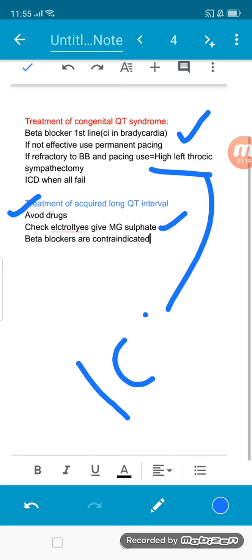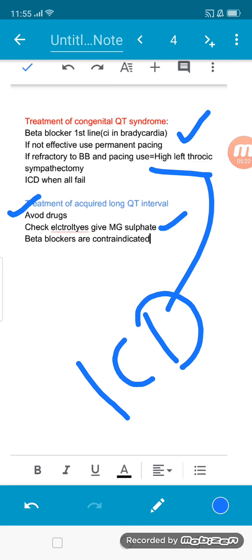Now remember that they ask you about the first line in congenital long QT syndrome, and they also ask you the first line in acquired long QT syndrome. Remember, the first line in congenital is beta blocker, and in acquired, you have to avoid the drugs, or you have to give IV magnesium sulfate.